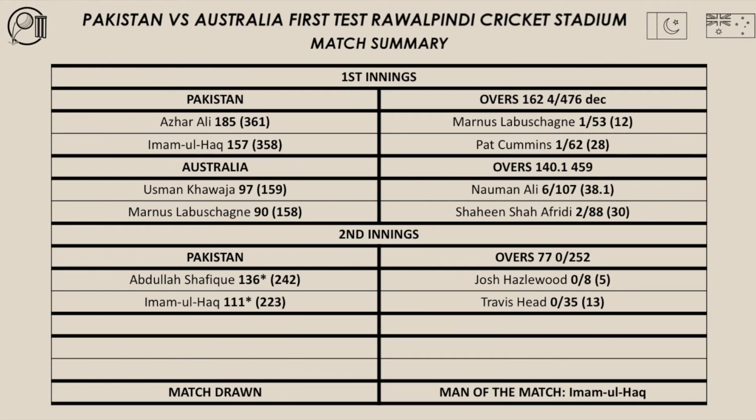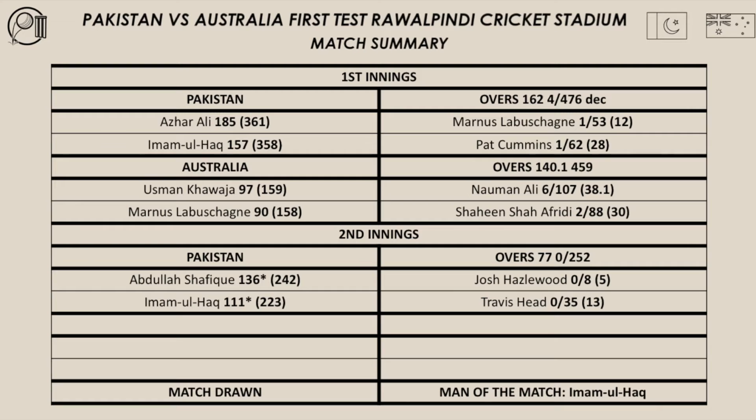Let's have a look at the match summary for the first test between Pakistan and Australia from the Rawalpindi Cricket Stadium. Pakistan won the toss and chose to bat first. They made 4 for 476 declared in their first innings. Azhar Ali top scored with 185. Marnus Labuschagne and Pat Cummins took 1 wicket each for Australia.